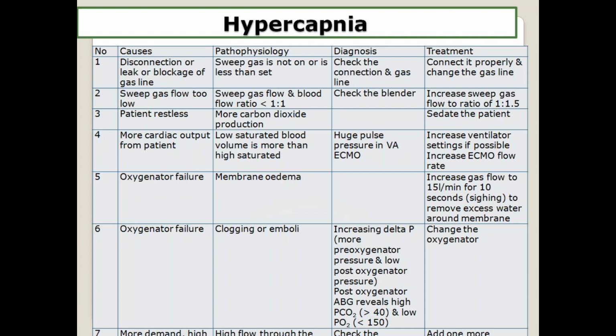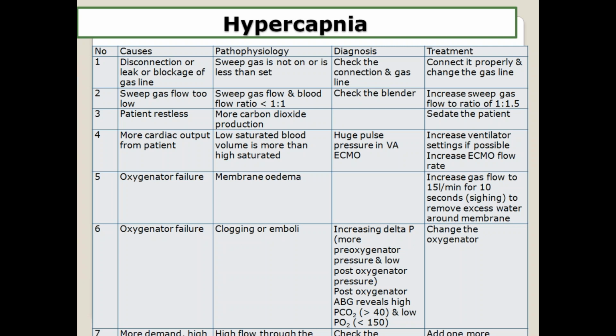Next is carbon dioxide, hypercapnia. So what are the causes of hypercapnia on ECMO? Technical: your sweep gas is less than what is ideal. So first thing, there can be a disconnection or leakage or blockage of the gas line. That is one most important thing.